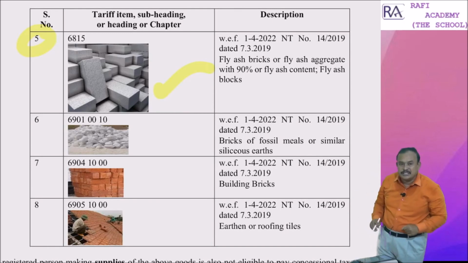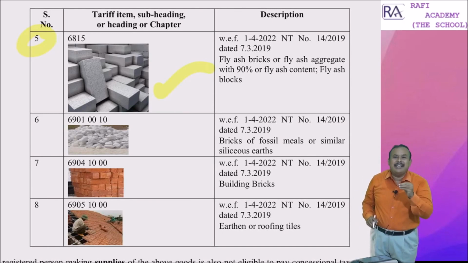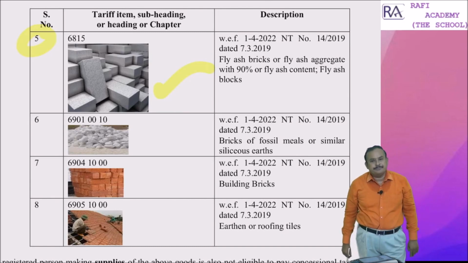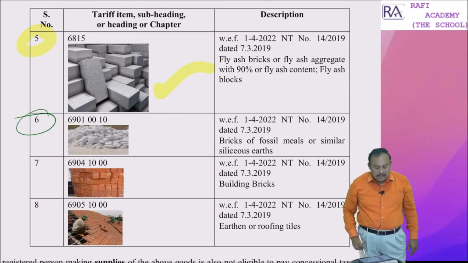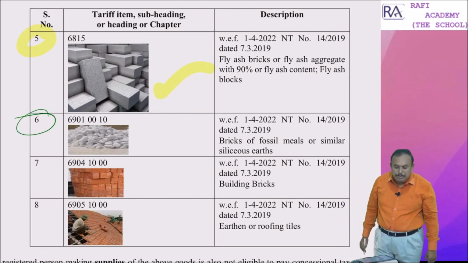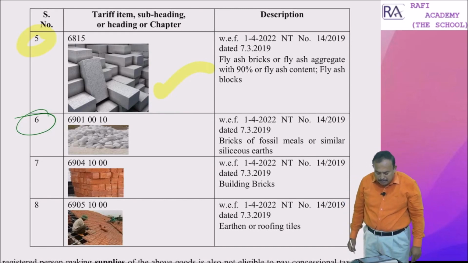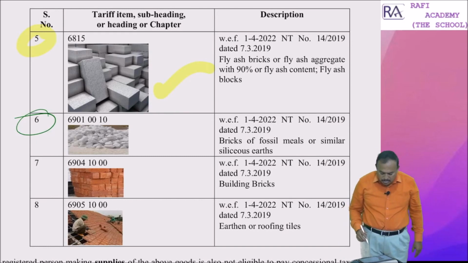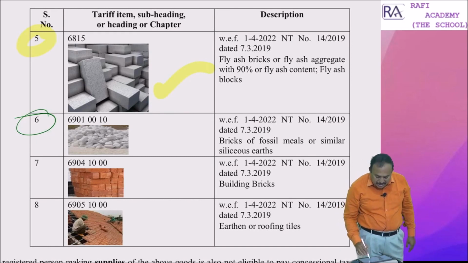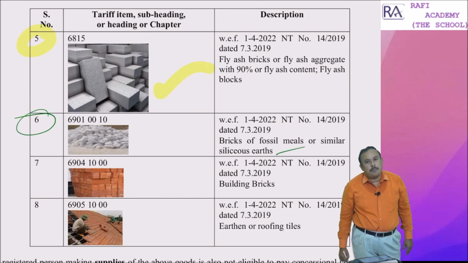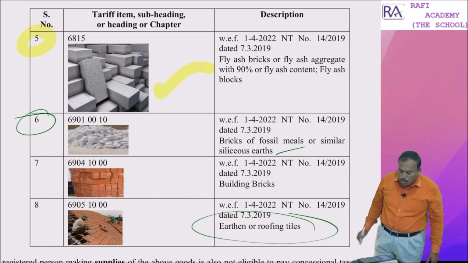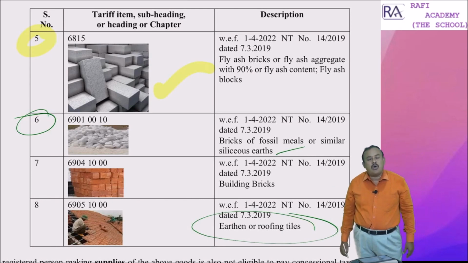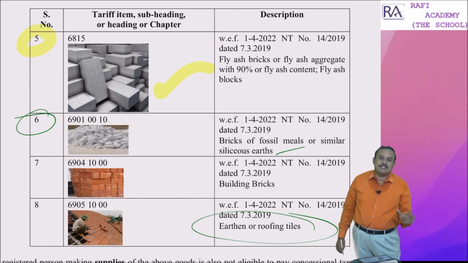If these manufacturers' turnover is only, let us say, 39 lakhs, so what? You are not eligible for the composition scheme. Further, my dear friends, they added here bricks of fossil meal and similar siliceous earth, which do not qualify for the composition scheme. Further, earthen or roofing tiles do not qualify for the composition scheme.